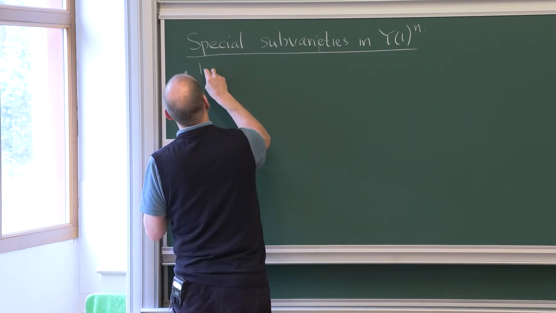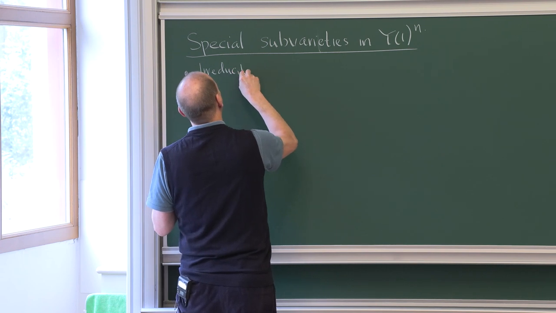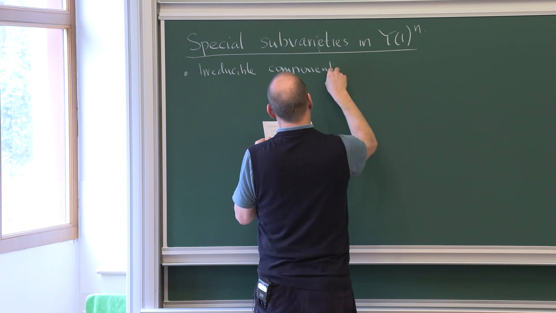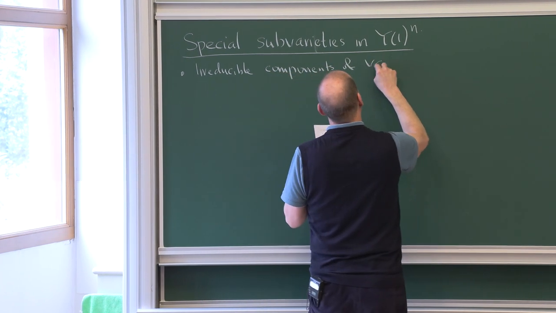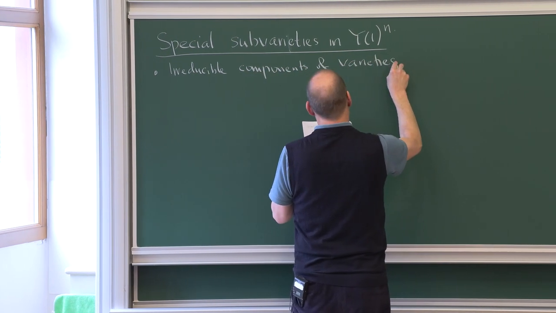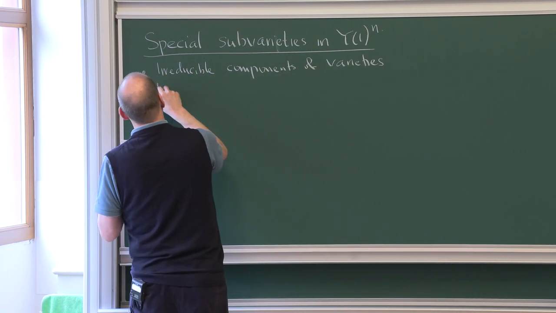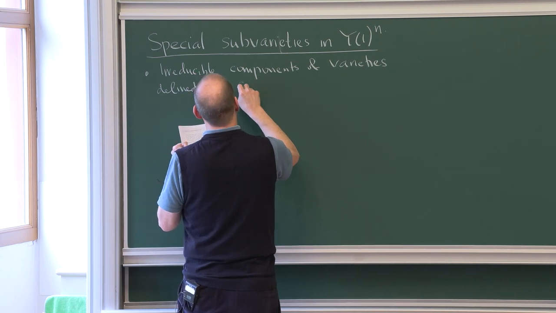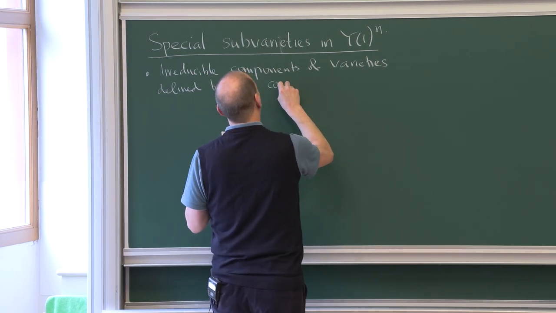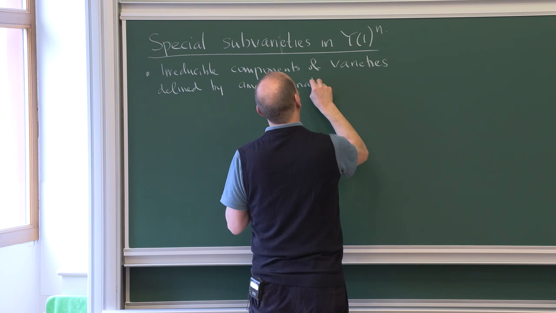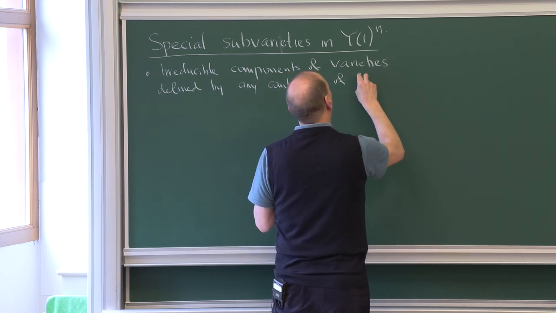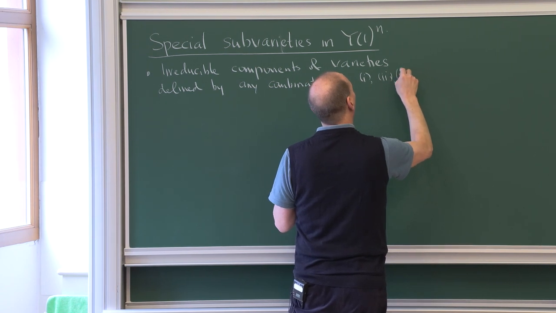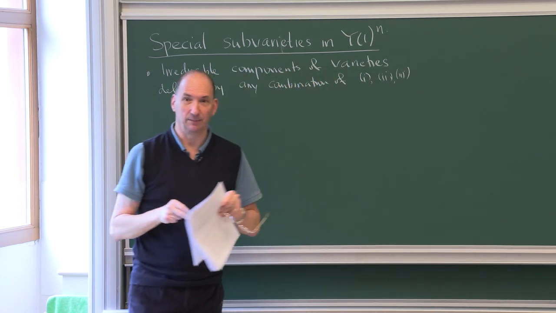They are the irreducible components of varieties defined by any combination of 1, 2, and 3 over there.